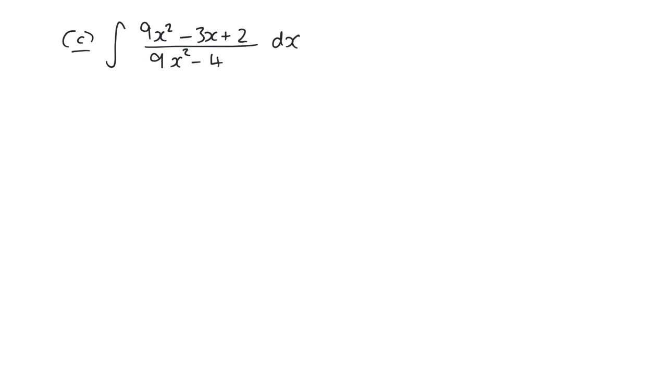Part C then, (9x squared minus 3x plus 2) over (9x squared minus 4). So remembering back to your partial fractions, when the top and the bottom are the same order, so these are both x squared, this is an improper fraction, which means we'll have to divide in first.